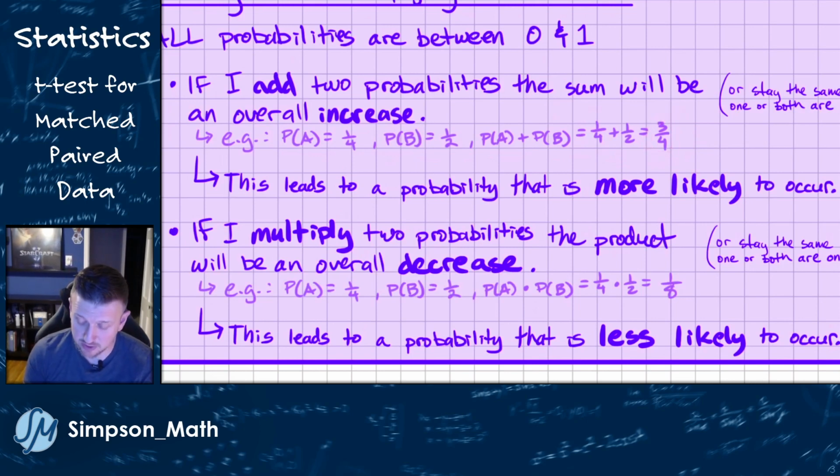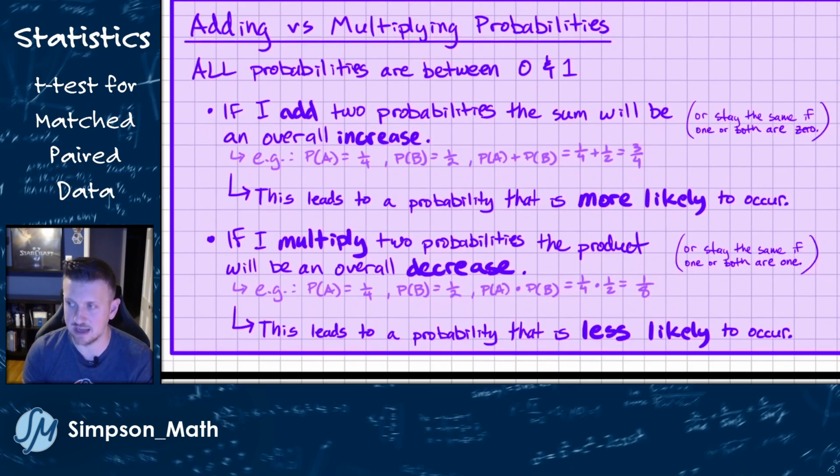Suppose that, and notice that 3/4 is bigger than both of those. So that is making it more likely, easier to happen. So again, if I have probability of A is 1/4 and probability of B is 1/2, and I was to multiply them, notice it's going to produce 1/8. 1/4 times 1/2 is 1/8. That is a smaller number than both of those. That is leading to a probability that is less likely to occur, harder, rarer to happen.